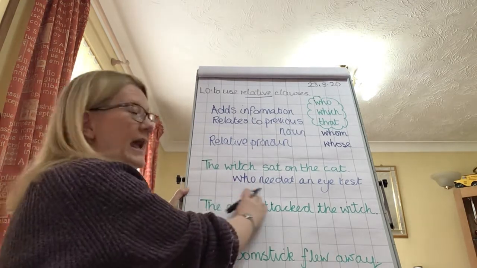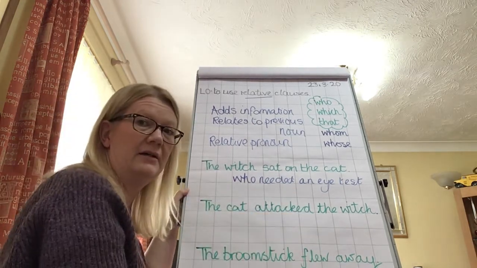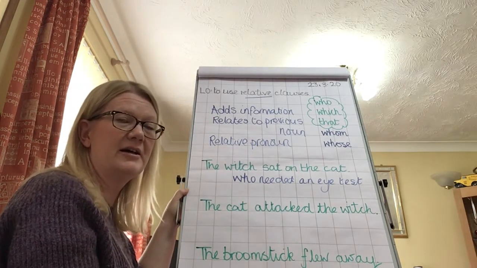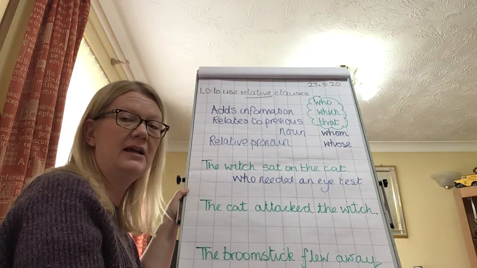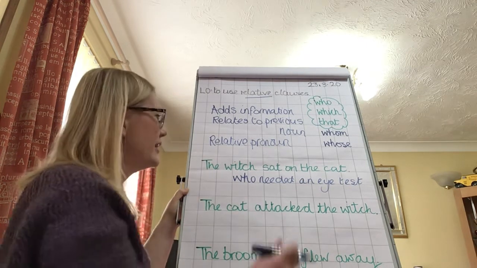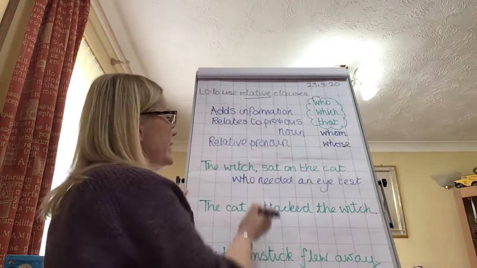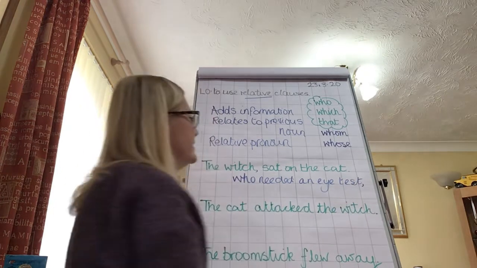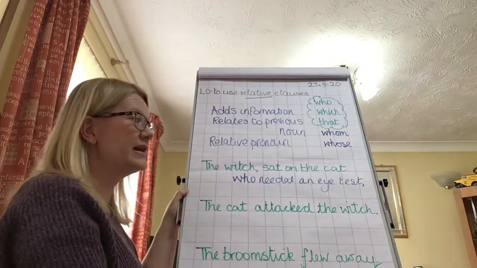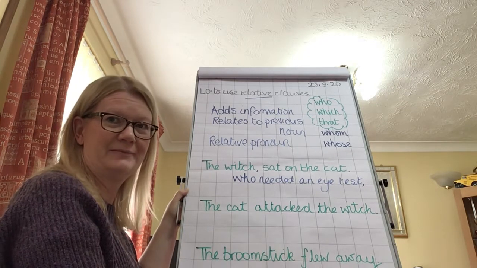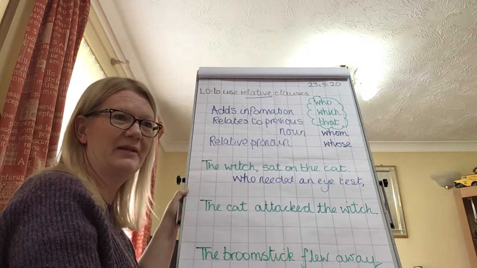Now, because this is extra information, the key point of the sentence is the witch sat on the cat. Any type of additional information needs to be separated from your main clause with commas. So I need to put a comma after witch and a comma after eye test. The witch, who needed an eye test, sat on her cat. Very simple one to start with.